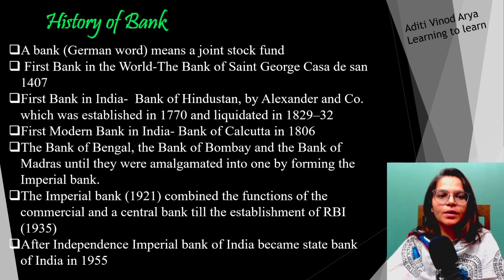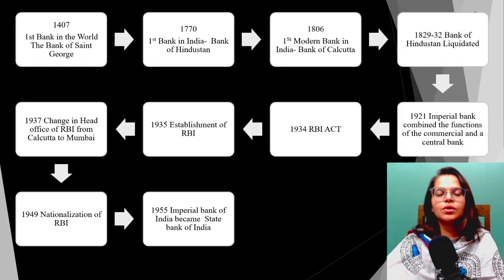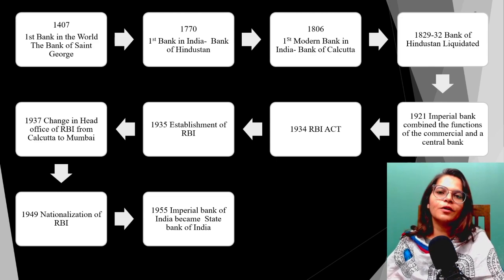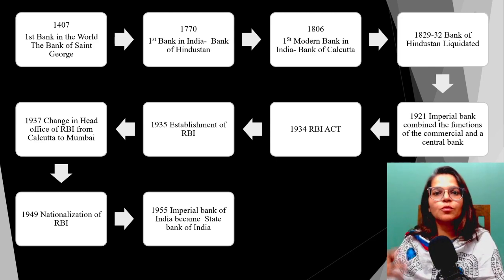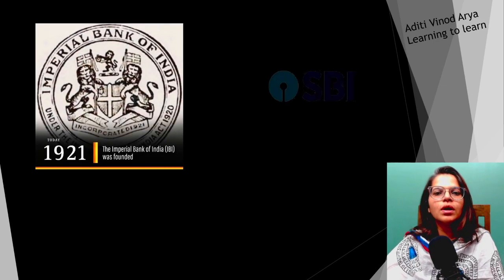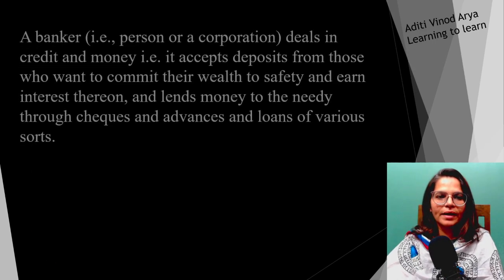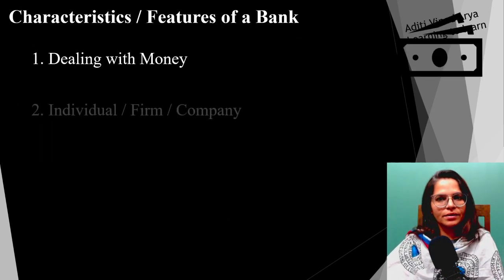After understanding that, we also went through the history of the bank, where we understood when the first bank of the world was started, when the first bank of India was started, when the first modern bank of India, that was Bank of Calcutta, started, and how the Imperial Bank of India came into existence. We have also talked about the different characteristics of banks. So we have done the meaning of banks and even the characteristics as well.